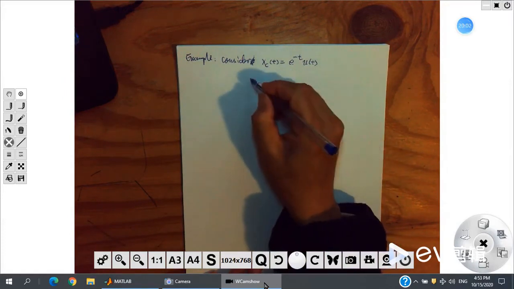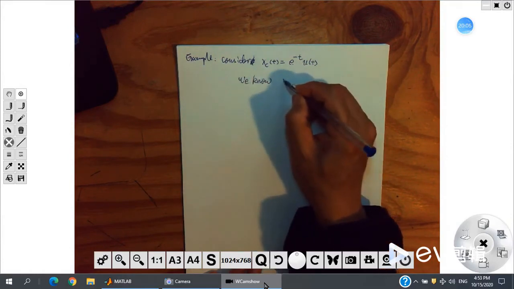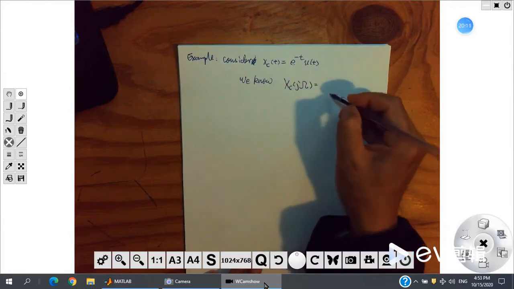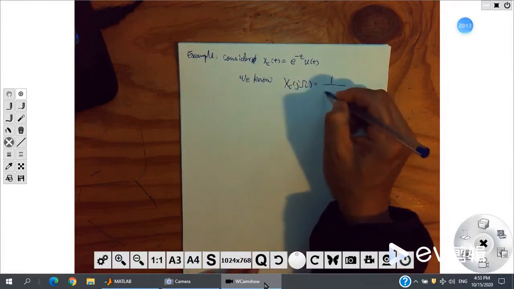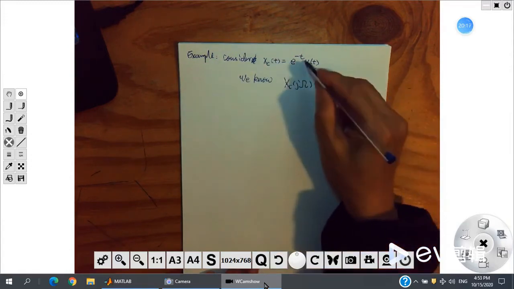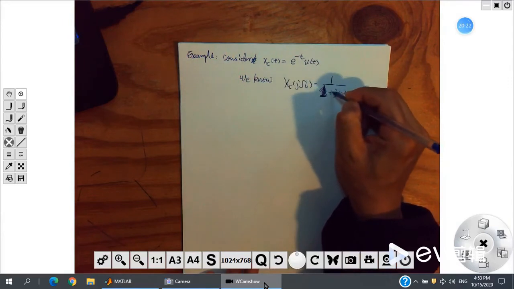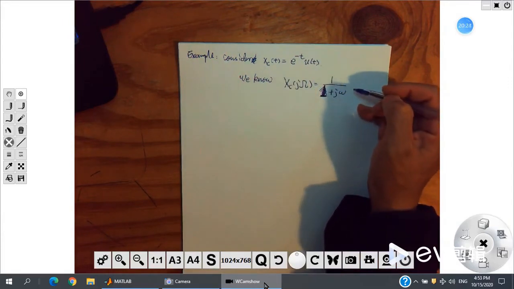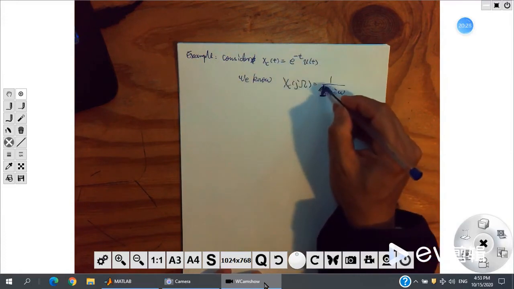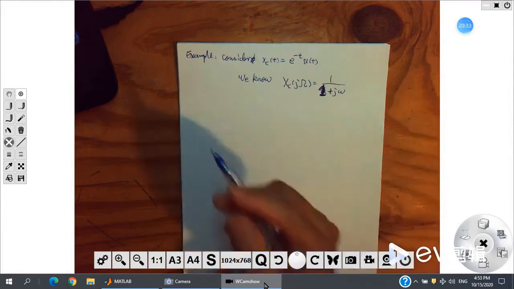And we know capital Xc of j omega will be 1 over a plus j omega. Not a, here a is 1, sorry. Just 1 over 1 plus j omega. If here's e to the negative at, then here will be a. Now it's 1. So we have this. You check table, search online, you can find it.